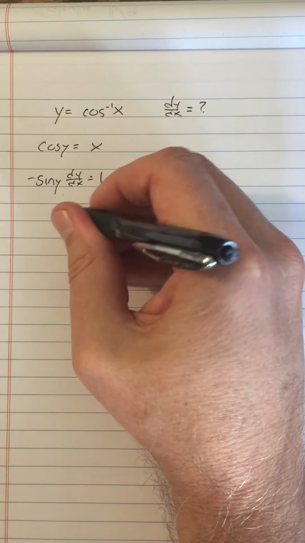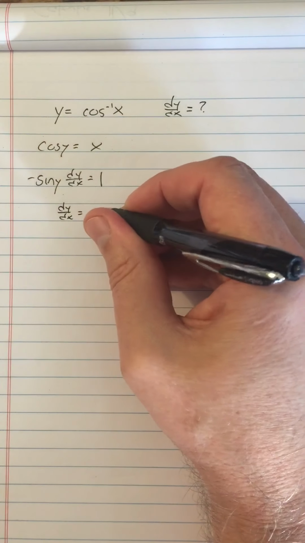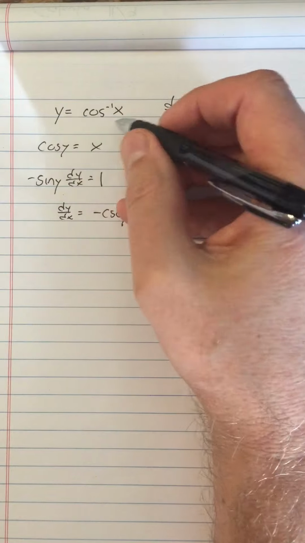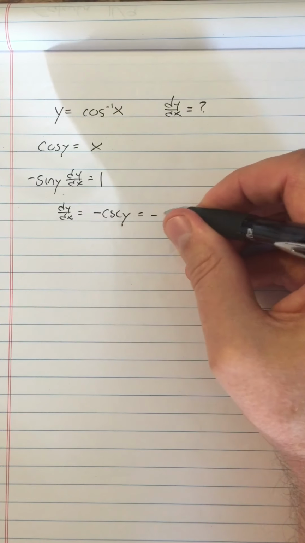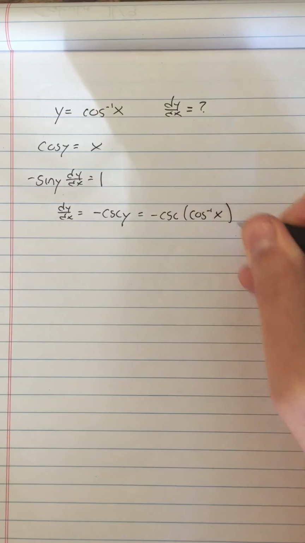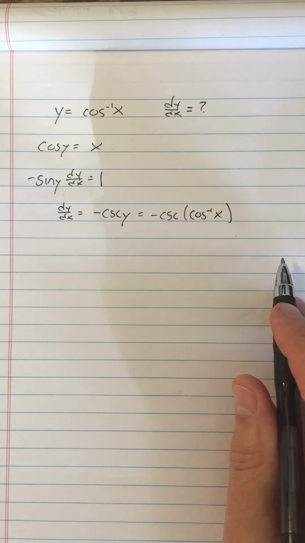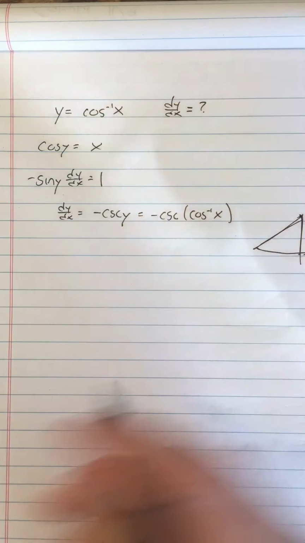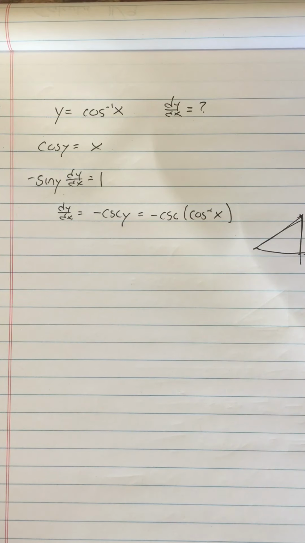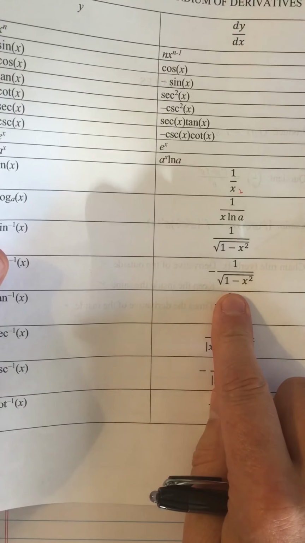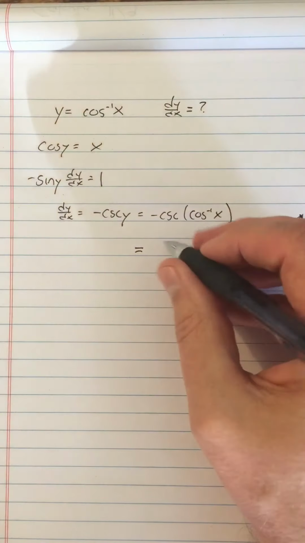So dy/dx equals negative cosecant of y. And since our y was inverse cosine of x, that equals negative cosecant of inverse cosine of x. All right, now I'm going to leave it to you to draw the triangle the way we did in the last one and see if you can come up with what this simplifies to. But we already know that it's going to simplify to negative 1 over square root of 1 minus x squared.